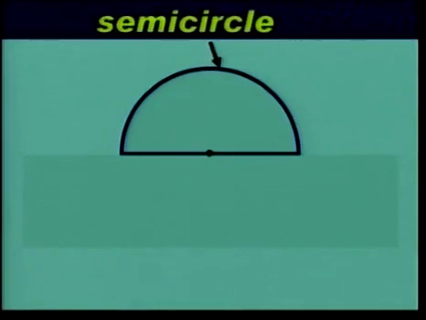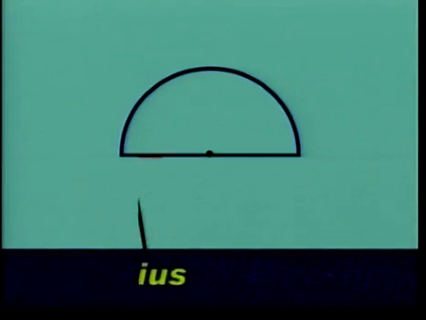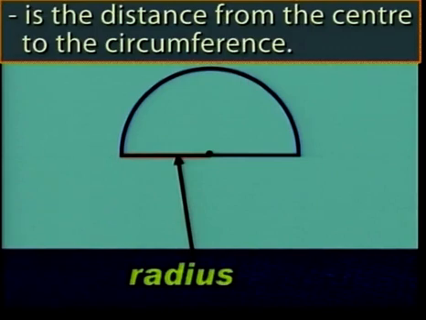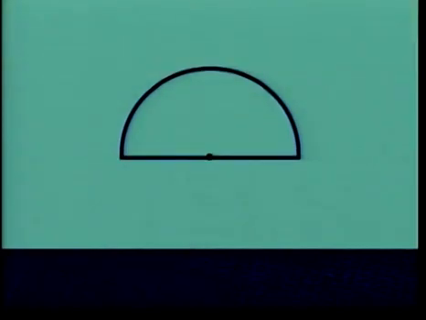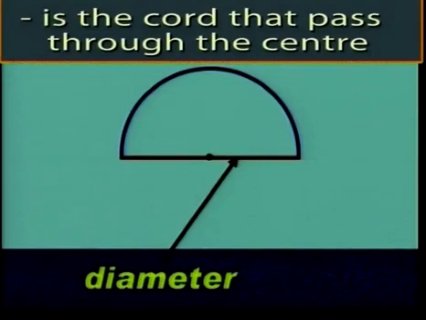Next, the semicircle. Semicircle is half the boundary of a circle. Next, the radius. Radius is known as the distance from the center to the circumference. And then we have the diameter. Diameter is the chord that passes through the center. Okay? Diameter always passes through the center of the circle.